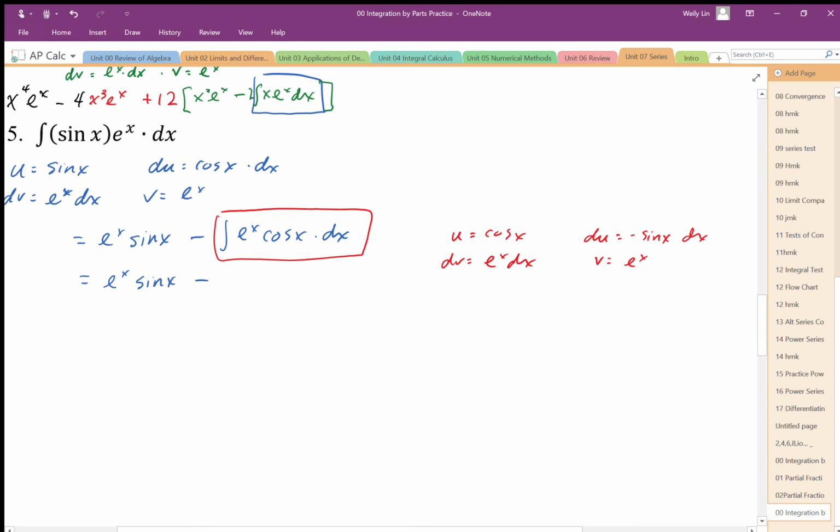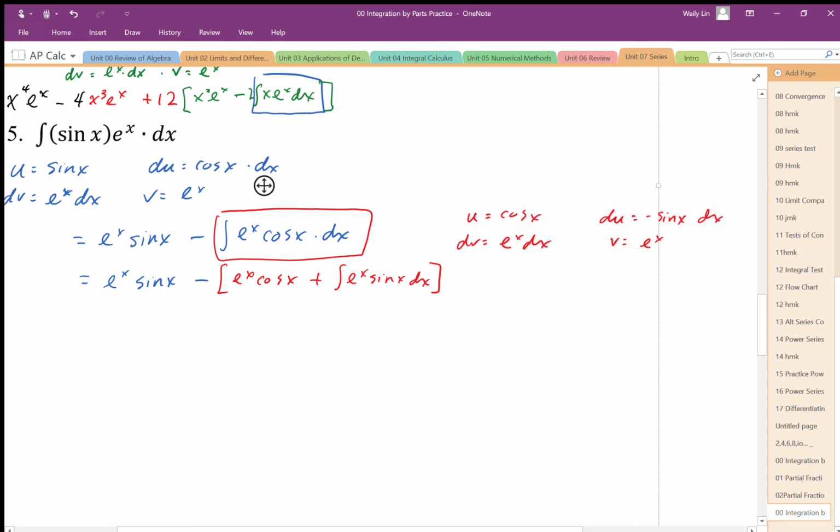And so when I apply my integration by parts formula here, I'm going to end up with e to the x cos x. Okay, well that's fine. So it's going to be minus, and du is negative, so it's going to be plus. So I'm going to end up with the integral of e to the x, v du is going to be sine x dx. Okay, so there it is. I'm just going to move this over a little bit so I can have a little bit more room to work.